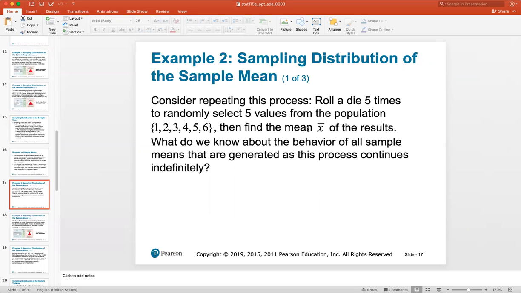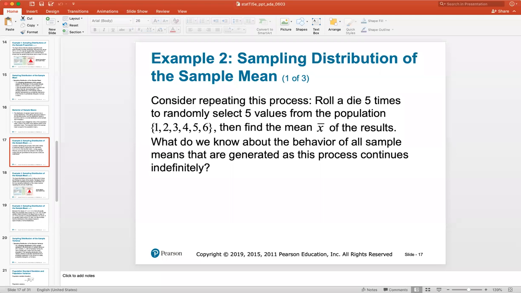So now we want to find the mean x bar of the result. By the way, what's the mean? Let's figure out the population mean. In this problem, the population mean should be 3.5. It's just the same as the way we find the average of 1, 2, 3, 4, 5, 6, which is 3.5, right?